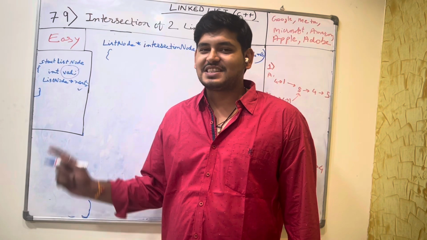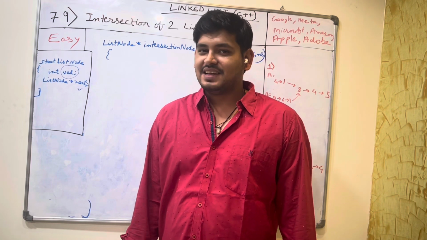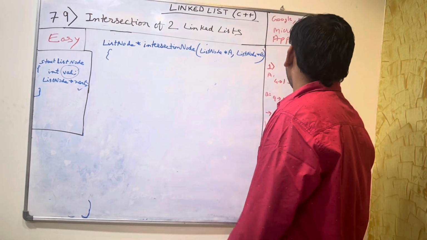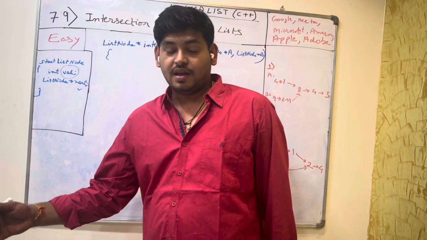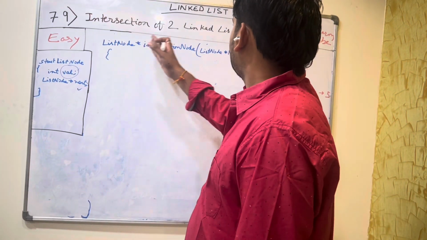Today we are going to solve the 79th question of the problem solving series and the fourth question of the topic linked list. The difficulty level for this question is easy and this question has been asked in Google, Meta, Microsoft, Amazon, Apple, Adobe, Oracle, Uber and many other companies. Okay. Intersection of two linked lists.